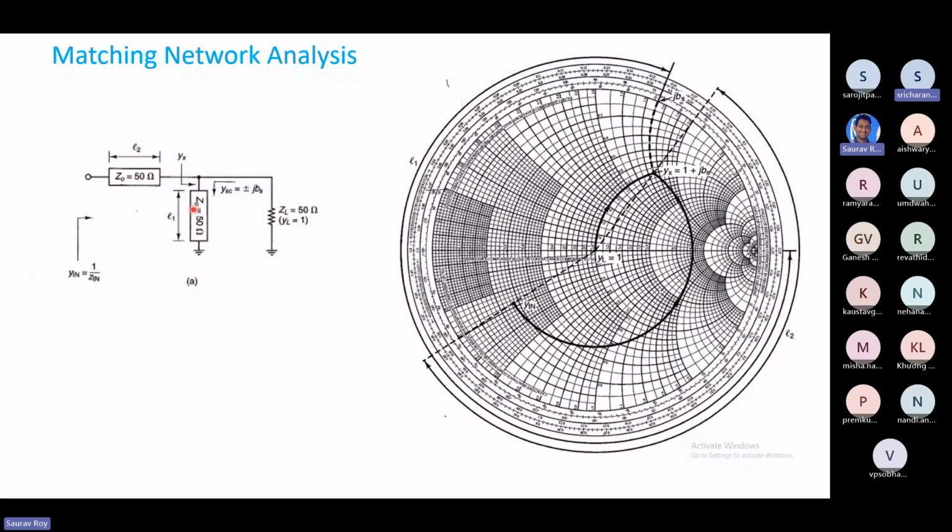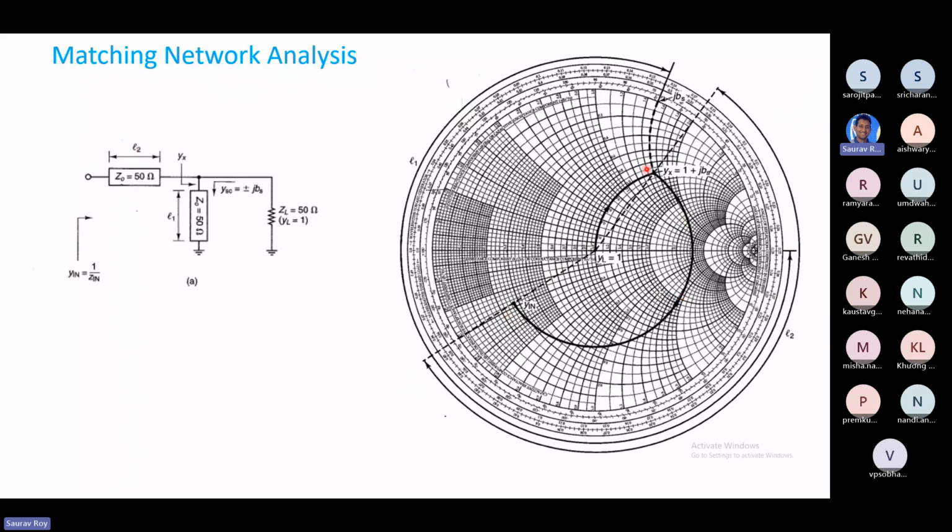We have a shunt stub here, 50 ohm, and we have a series stub of 50 ohm. We are trying to calculate L1 and L2. Now, how do you do it? From Y in, if we move in this direction, we come to this point. This length you can calculate from the Smith chart. This is L2. You come here, this is the L2 we are calculating.